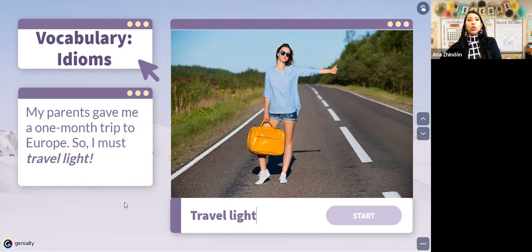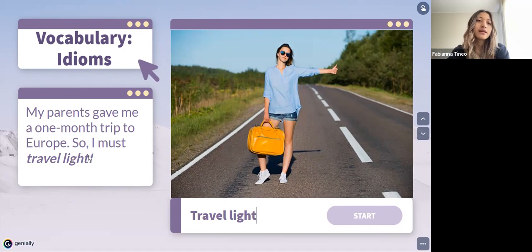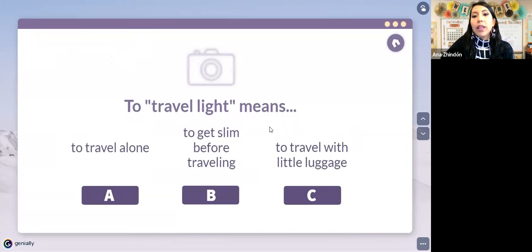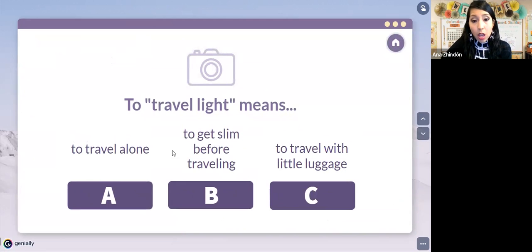Now, the second expression or the second idiom is travel light. Fabi, can you help me read this sentence, please? Okay, my parents gave me a 1-month trip to Europe, so I must travel light. Okay, so according to this example and the picture, what do you think travel light means? To travel alone, to get slim before traveling, to go on a diet before traveling, or to travel with little luggage? What is the best answer? A, B, or C?